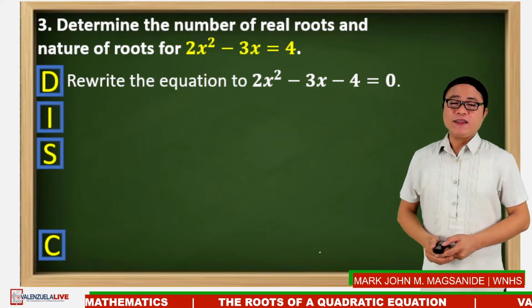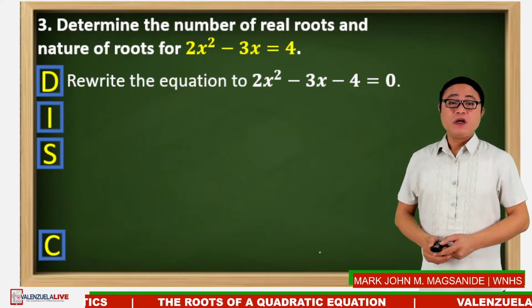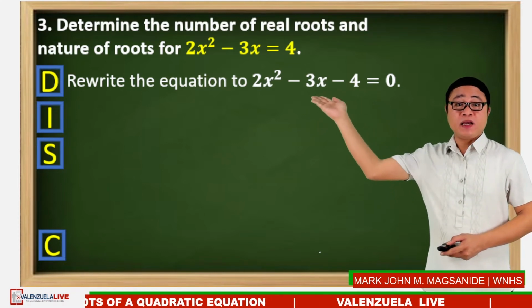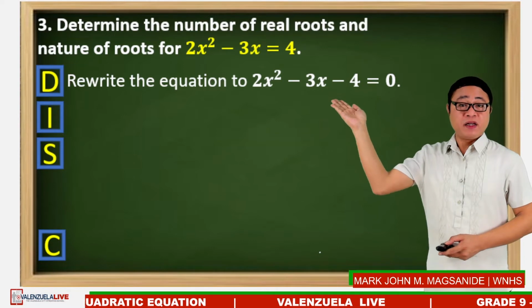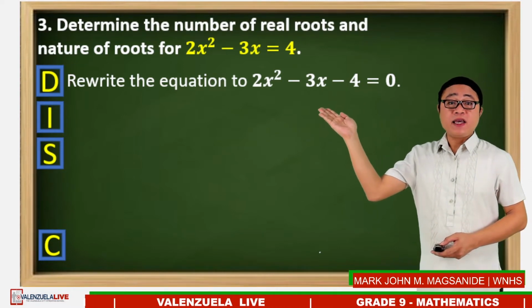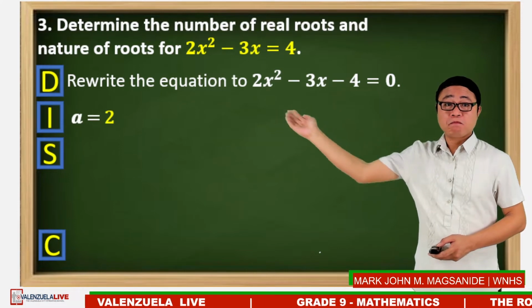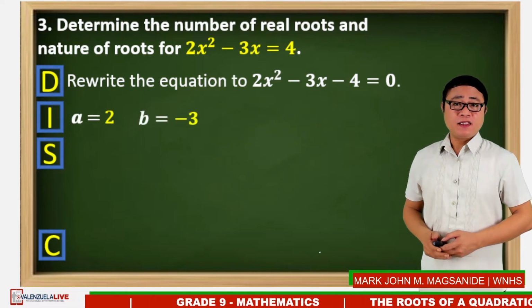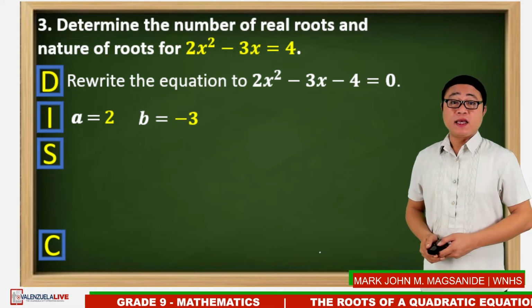Next, identify a, b, and c. For this, the reference is the rewritten quadratic equation, which is 2x squared minus 3x minus 4 is equal to 0. Hence, a is equal to 2, b is equal to negative 3, and c is equal to negative 4.